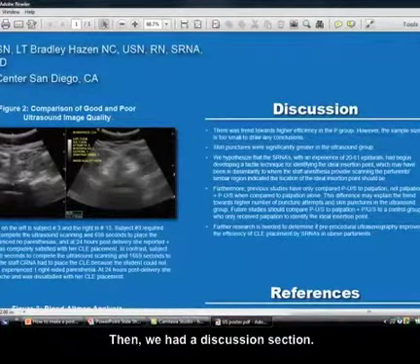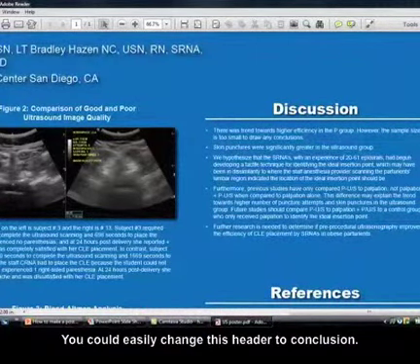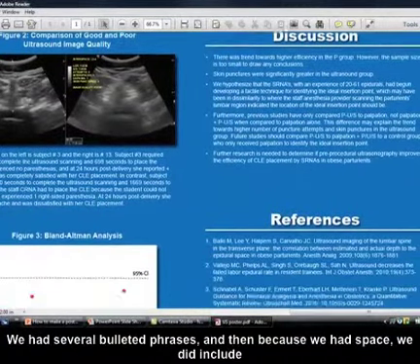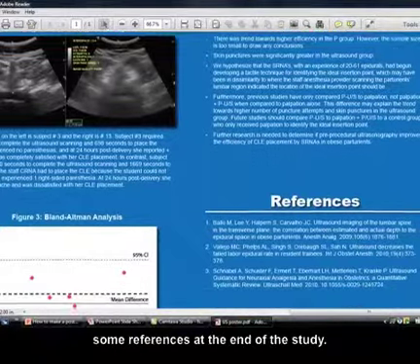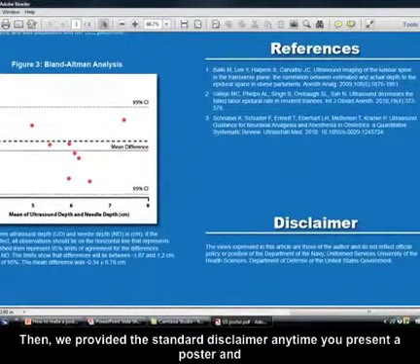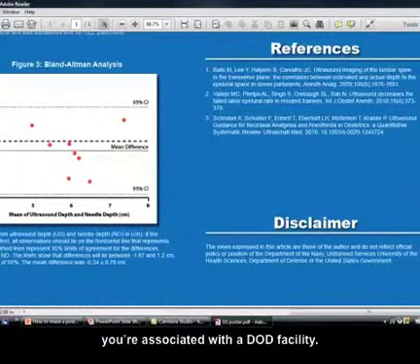And then we had a discussion section. You could easily change this header to conclusion. And then we had several bulleted phrases. And then, because we had space, we did include some references at the end of the study. And then we provided the standard disclaimer anytime you present a poster and you're associated with a DoD facility.